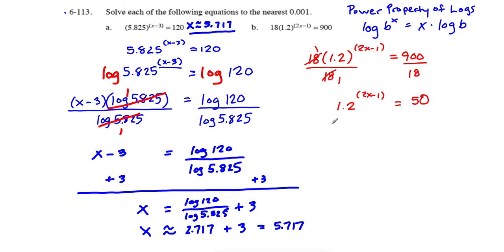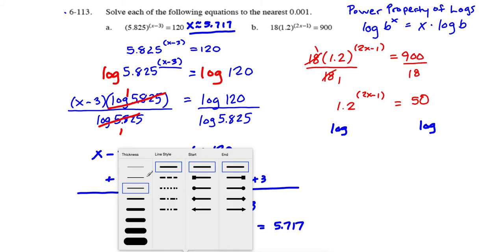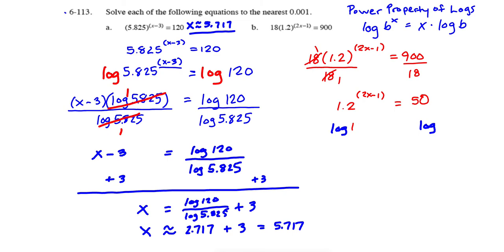So I'm going to write the log on both sides just so it stands out again. I apologize, I keep having to do that, but I don't know how else to do it. There, I switched it so we're small and you can read it again. So we have the log of 1.2 raised to the power of 2x minus 1 equals the log of 50.